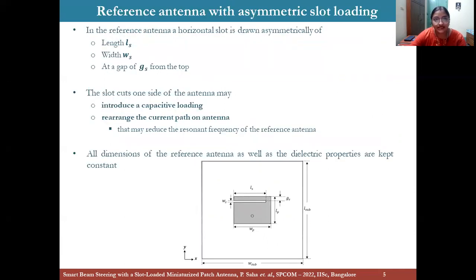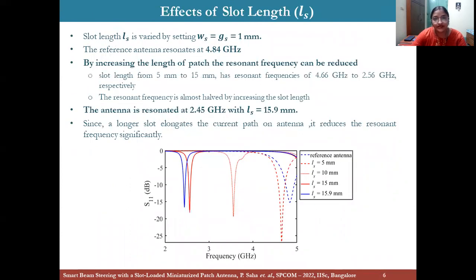To miniaturize the reference antenna, a horizontal slot is used and it is placed asymmetrically on the patch. The slot has a length of Ls and width Ws, and it is placed at a gap of Gs from the top of the patch. The idea was to introduce a capacitive loading and rearrange the current path of the antenna so that the same geometry can resonate at a lower frequency. Some optimizations are done for the slot.